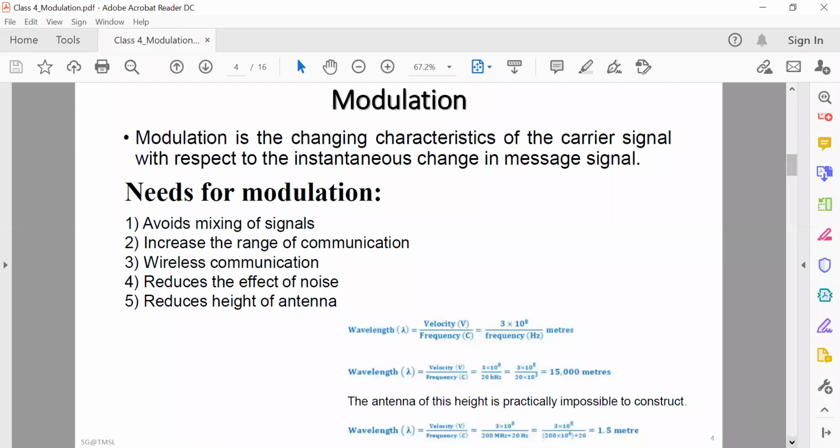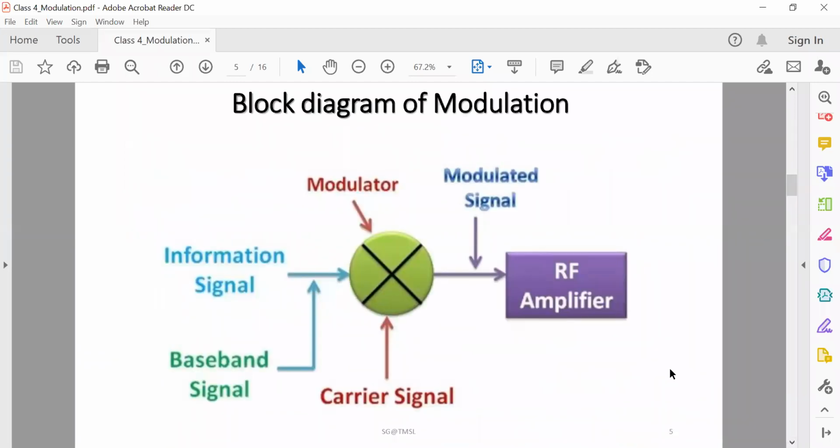Okay. So proceed to the next section where a simple block diagram has been given, where I have already told you that the information signal, which is also called the baseband signal, is to be mixed up or multiplied with the carrier signal, and the device which is used to multiply these two signals is called the modulator. After modulating these two signals, one modulated signal is generated, which is transmitted through this RF amplifier.